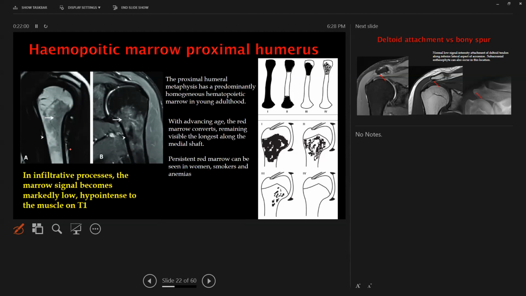Sometimes hemopoietic marrow is misinterpreted as bone marrow infiltration. So how do you differentiate bone marrow infiltration from normal hemopoietic marrow? You compare it with the muscle on the T1. If it is lower than the muscle signal, then you should worry about an infiltrative process. Other things would be cortical destruction, but when there are no other sinister signs and you just see hemopoietic marrow, you look at your T1 images and compare it with the muscle signal.